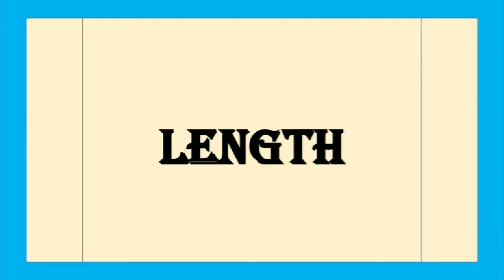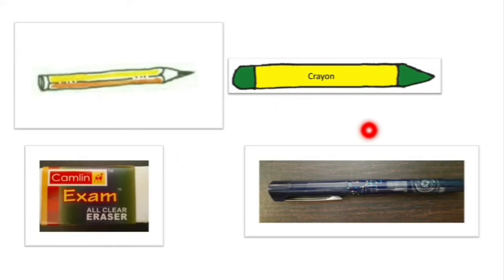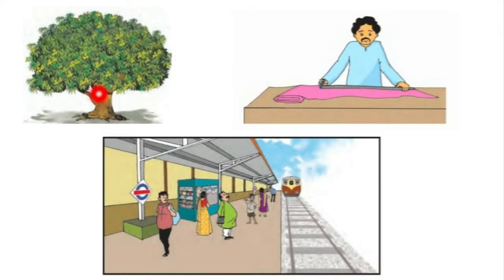Children, length means how long something is. We see many things around us. Some are short in length, such as a pencil, crayon, eraser, pen, etc. Some are long in length, such as a tree, cloth, the length of a railway track, and some are a very long distance between two cities. We need to select a suitable unit to measure these lengths.